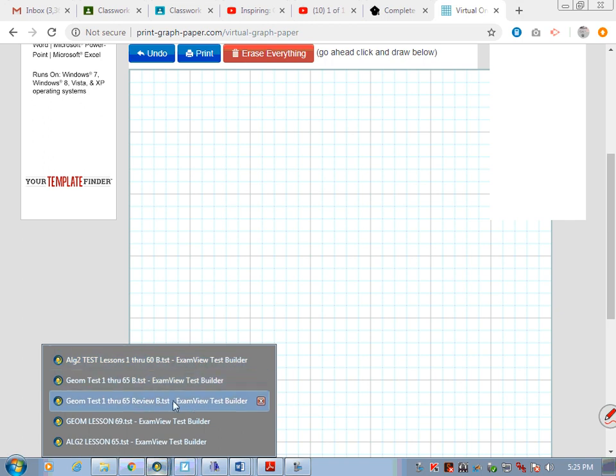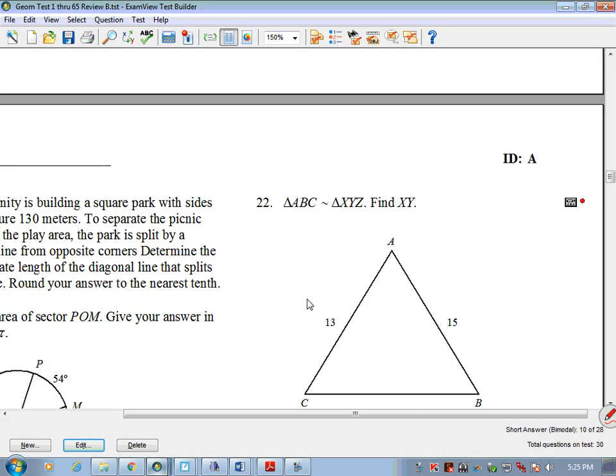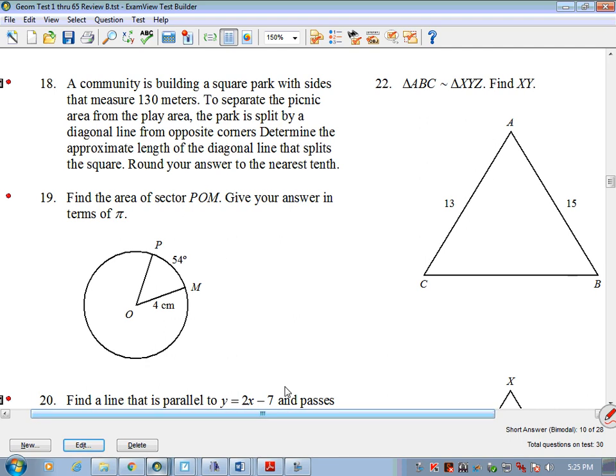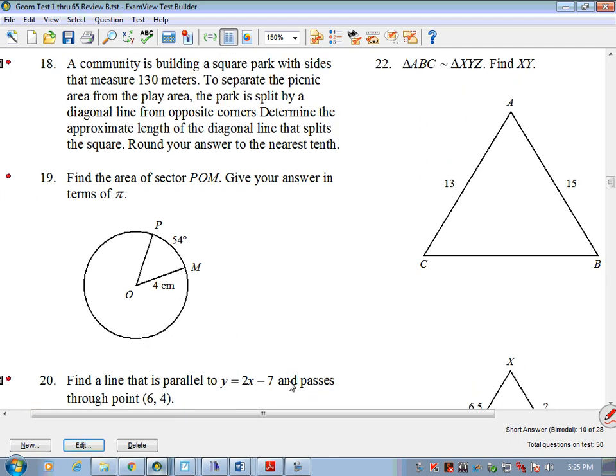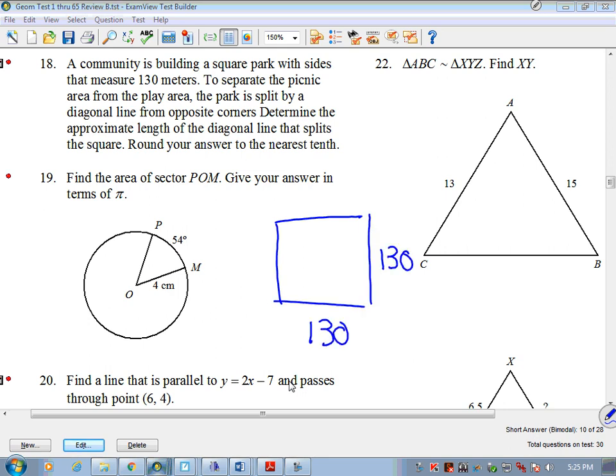Let me get back to this guy. 18. Let's see, we've got a community park building. It's square, that's important, with sides that measure 130 meters. So let's draw a square. 130 meters, 130 meters. They're all 130 meters.